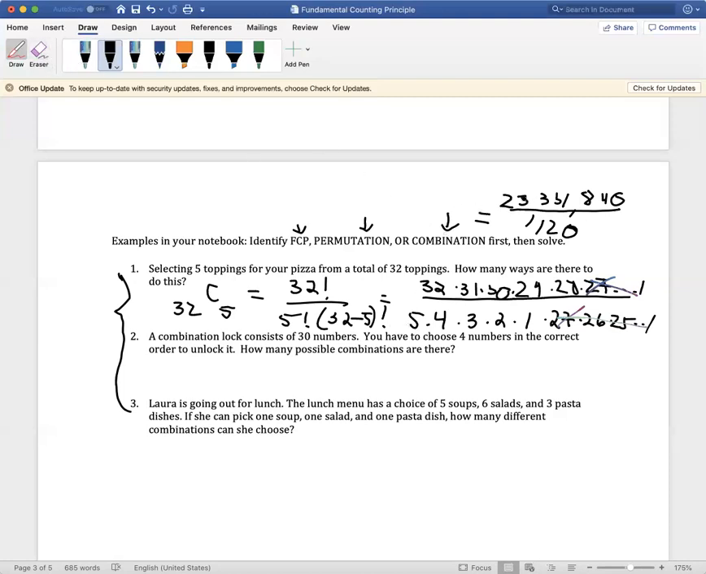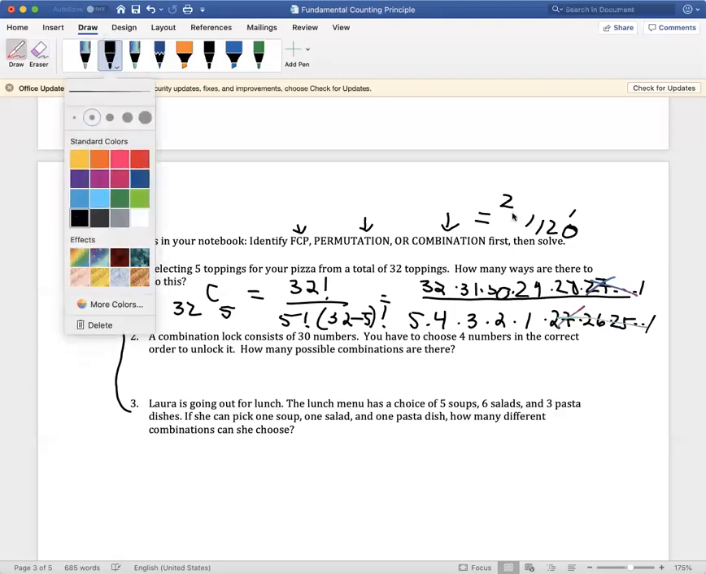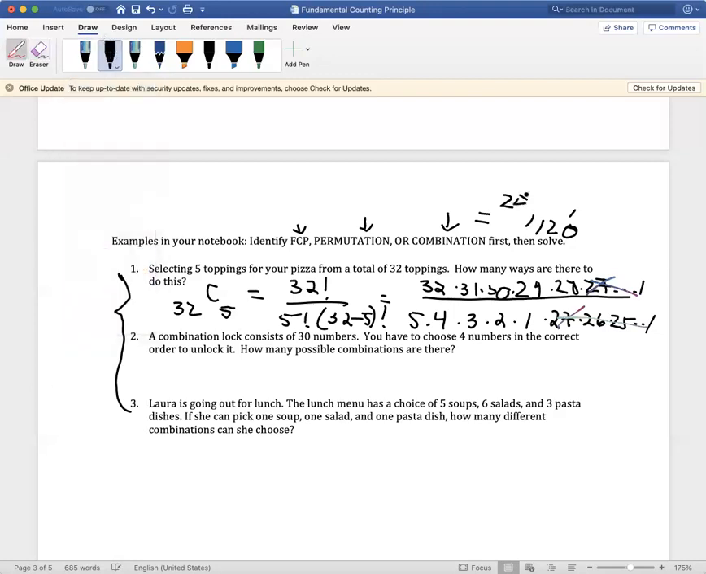Erase. I get, all right, fix that. I got 24,000, 165,000, 24,165,120. Let me double check that. That looks good. And I'm going to divide that by 120.